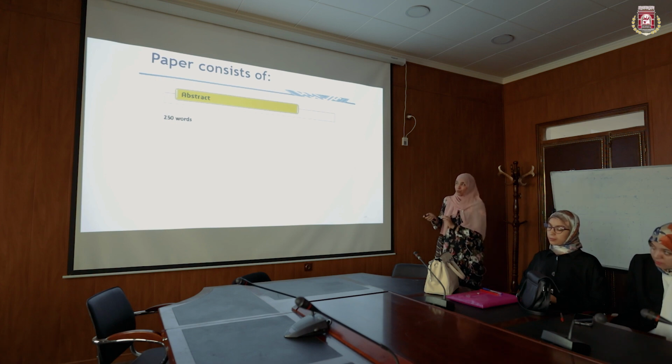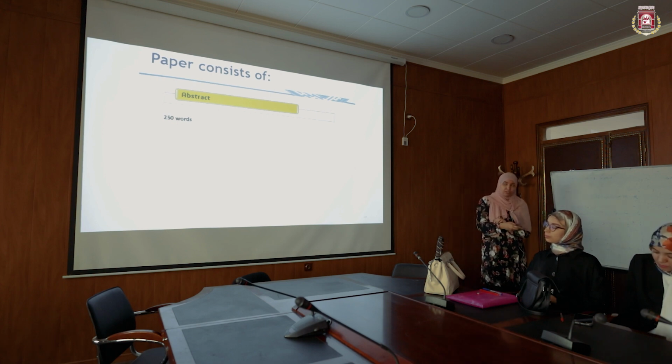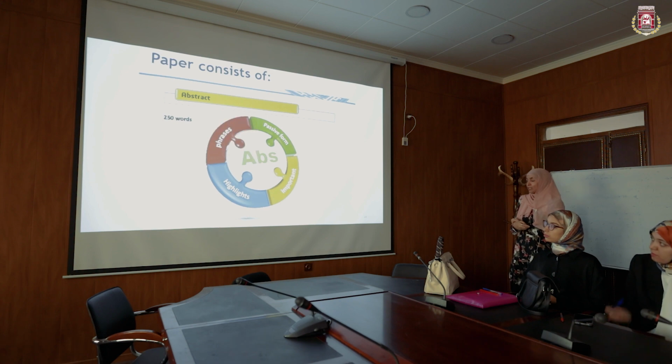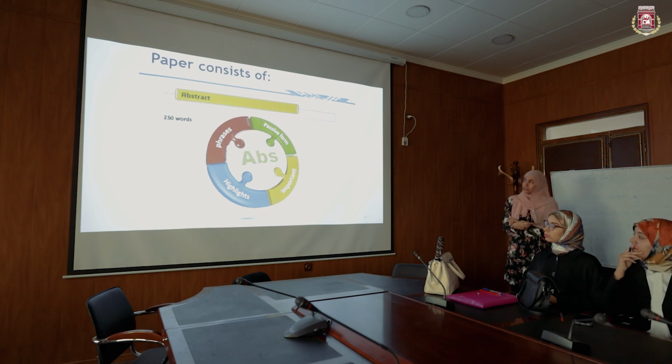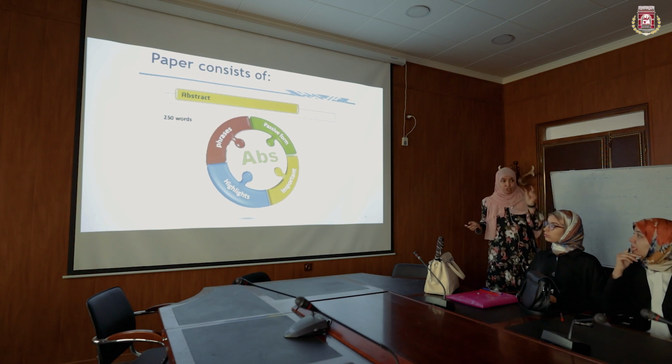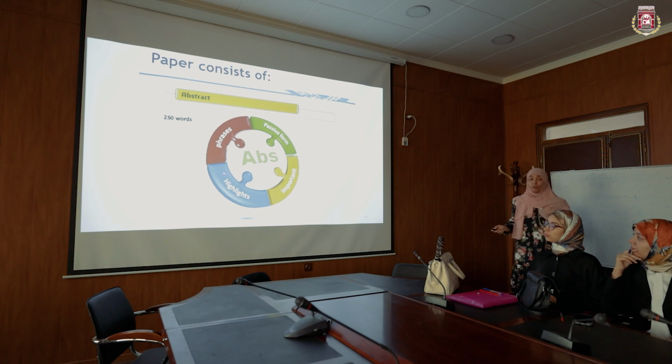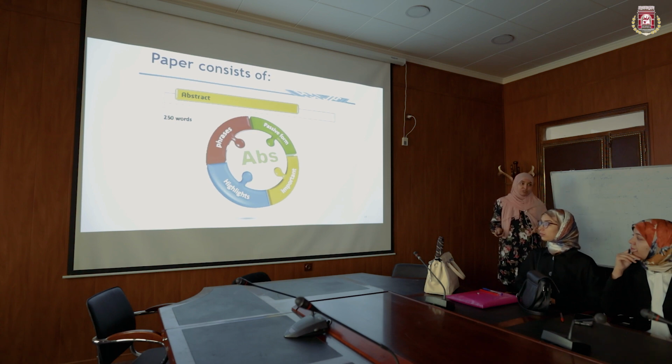So the abstract should contain up to 250 words. So what can we write in the abstract? We should use the passive form, informative phrases, short informative phrases. We should pick the highlights of the work, and we should cite only the important information. These are the main keys of writing an abstract.